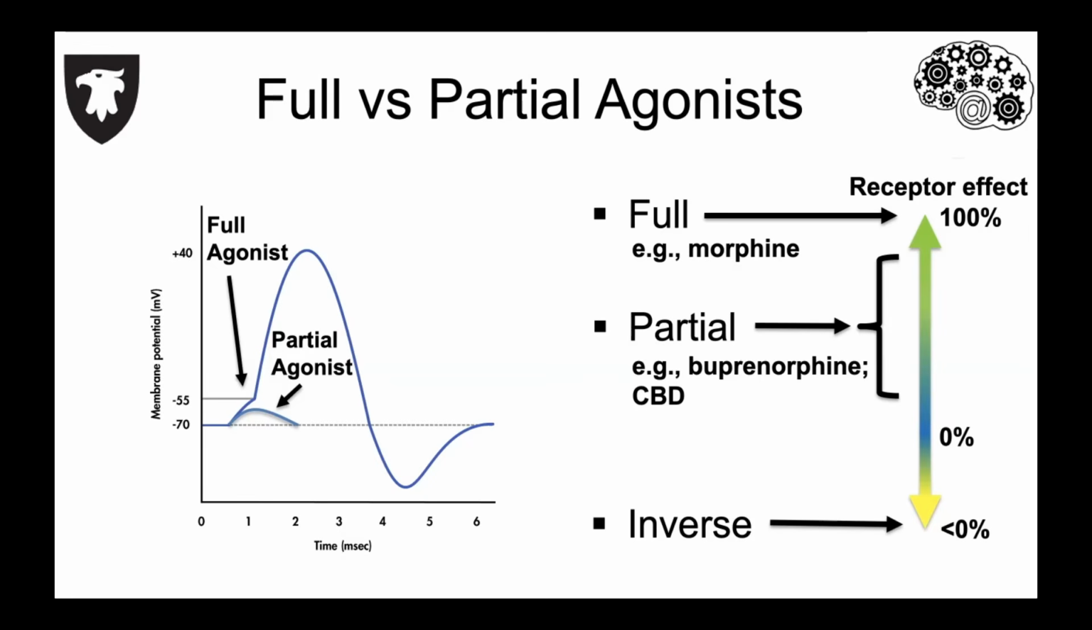In our graph of membrane potential over time on the left, full and partial agonists both cause depolarization. By comparison, an inverse agonist would cause the opposite effect, or hyperpolarization. For example, while CBD is a partial agonist of the serotonin 1A receptor, it actually behaves as an inverse agonist of the receptor at higher concentration. Inverse agonists, however, are much less common than full or partial agonists.